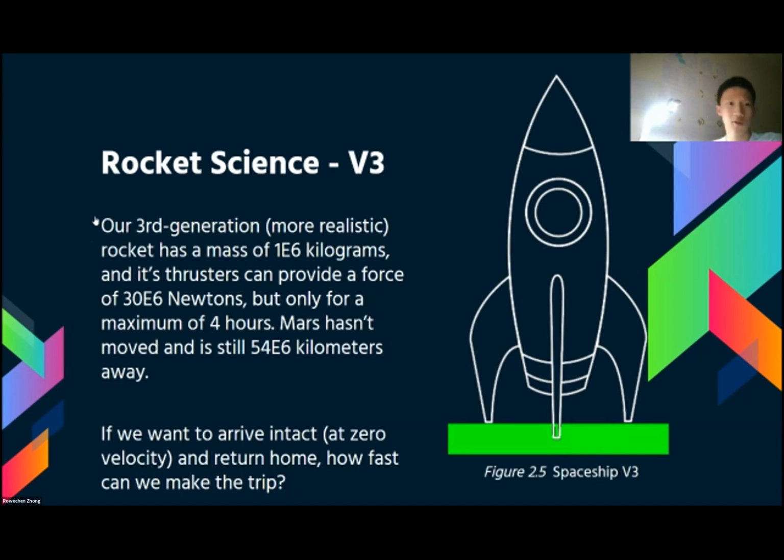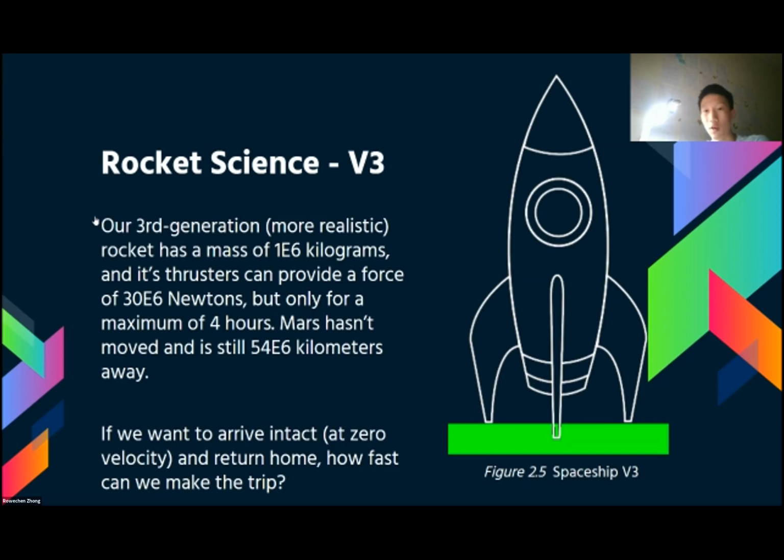Before, we weren't making any limitations of how long we could fire our rockets for. But now, we can only fire them for 4 hours because we have a limited amount of fuel. Mars hasn't moved. Well, that's not true. Everybody knows that the planets move around in the sky. But for our purposes, Mars hasn't moved. It's still 54e6 kilometers away.